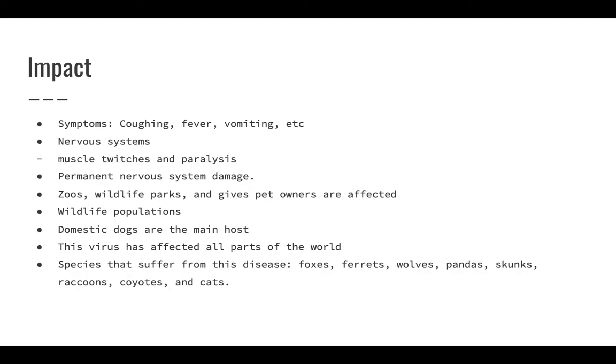It has the biggest impact on wildlife populations, most likely because now that there's a vaccine for CDV, many pet owners get that vaccine. So this virus has affected many parts of the world, like Spain, China, Africa, Russia, mainly those four. And there are many types of species that suffer from this disease, including foxes, ferrets, wolves, pandas, skunks, raccoons, coyotes, and cats. And the main hosts are domestic dogs.